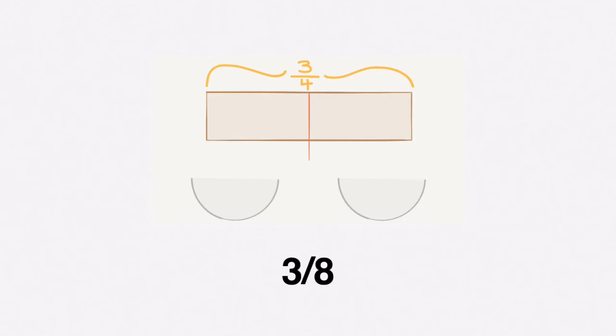And either way we cut this, 1/2 times 3/4 or 3/4 divided by 2, we will see that we will have 3/8 on either part, which will go into each bowl. 3/4 divided by 2 is 3/8. And 3/4 times 1/2, remember we want half of it, is also 3/8.